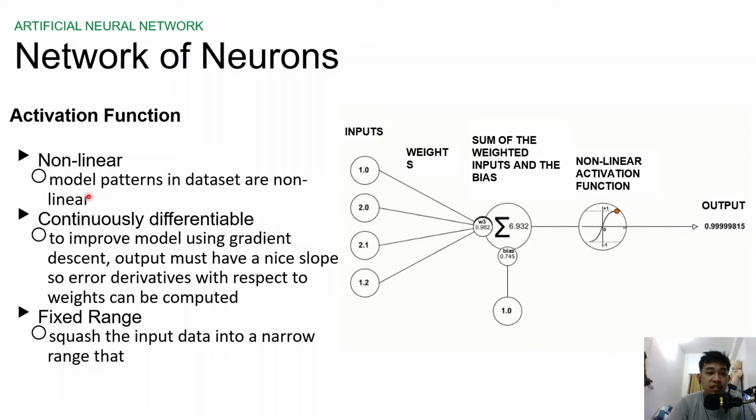Okay, nonlinear model, because patterns in the dataset are nonlinear. So we also have continuously differentiable. So to improve the model using gradient descent, the output must have a nice slope. So error derivatives with respect to weights can be computed. So we also have an activation function which has a fixed range. So it squashes the input data into a narrow range.